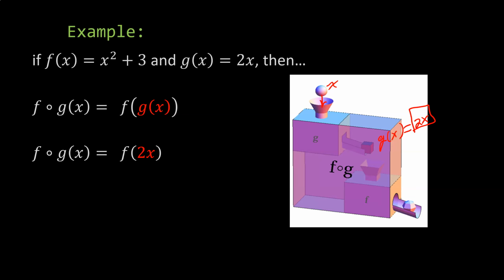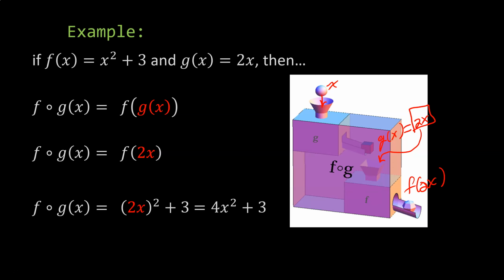What am I going to do with the 2x? I am going to place that as an input into the function f, so I will have f of 2x. In order to find f of 2x, wherever my input is, I put in 2x. 2x quantity squared plus 3 equals 4x squared plus 3. So f of g of x in this case is 4x squared plus 3, as you see there.